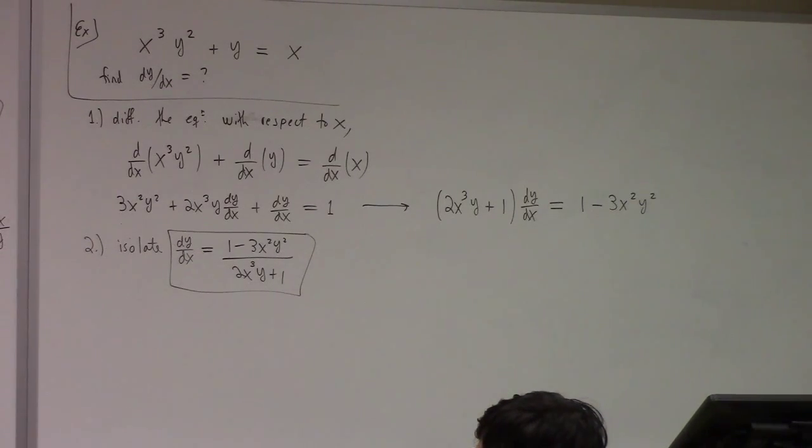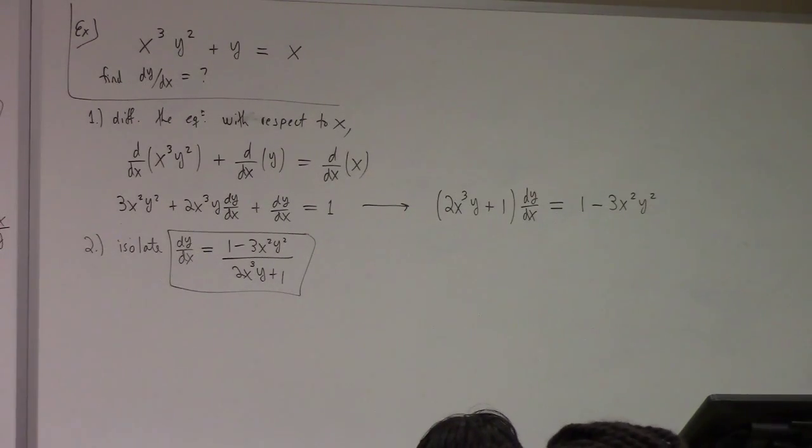You starting to see the algorithm here? Step number 1, differentiate the equation. Make sure to put a dy dx every time you differentiate the function of y by the chain rule. Step number 2, isolate everything with the dy dx on one side and everything without it on the other side. Step number 3, divide by the coefficient of dy dx. Done.